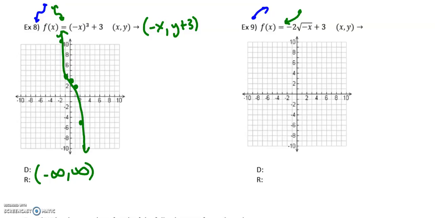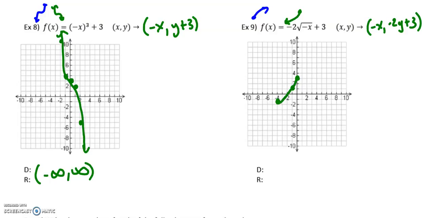Back to the square root. Again, the filter is just going to be negative x, comma, negative 2y plus 3. You can go back to the original and see what the parent points are. I'll just show you where they end up. We end up at 0, comma 3. We end up at negative 1, comma 1. And lastly, negative 4, comma, negative 1.